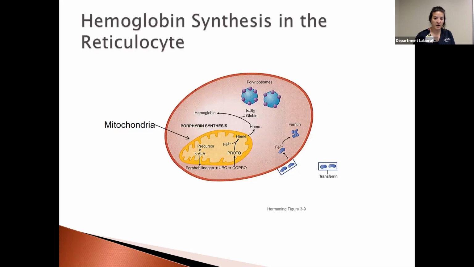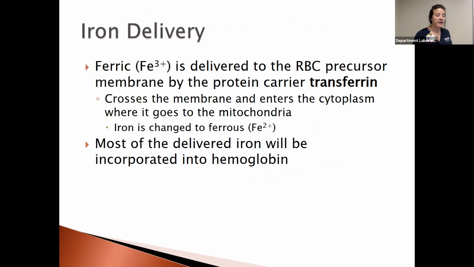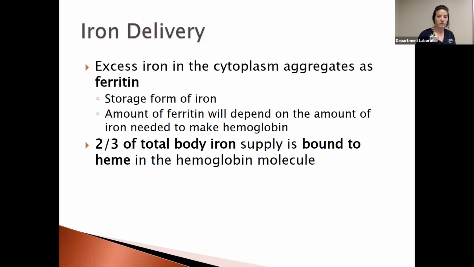If you notice here, the iron is transported in ferric state, right? It will be incorporated into the hemoglobin molecule in ferrous state. Again, it's carried by your protein transferrin. Again, 2/3 of all of our iron is going to be incorporated into that hemoglobin molecule. And then you might see some excess iron within that cytoplasm. Again, that's your storage form, that's your ferritin.